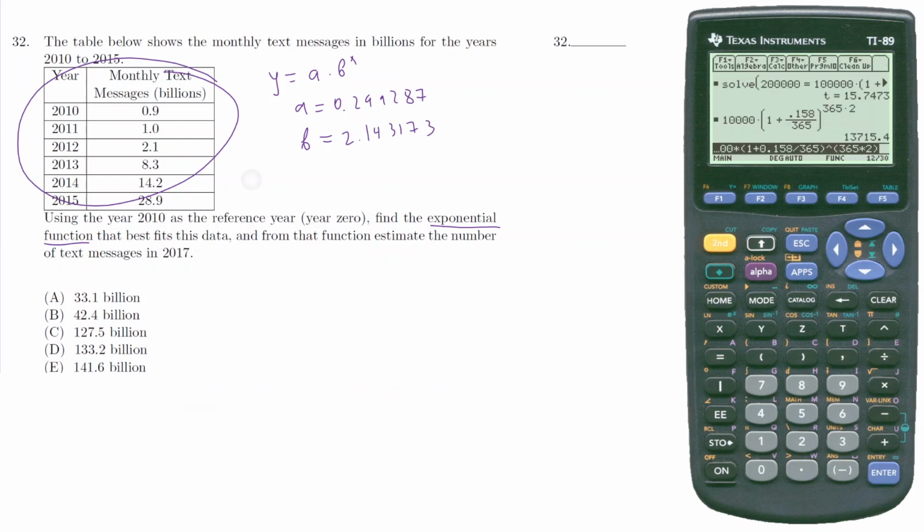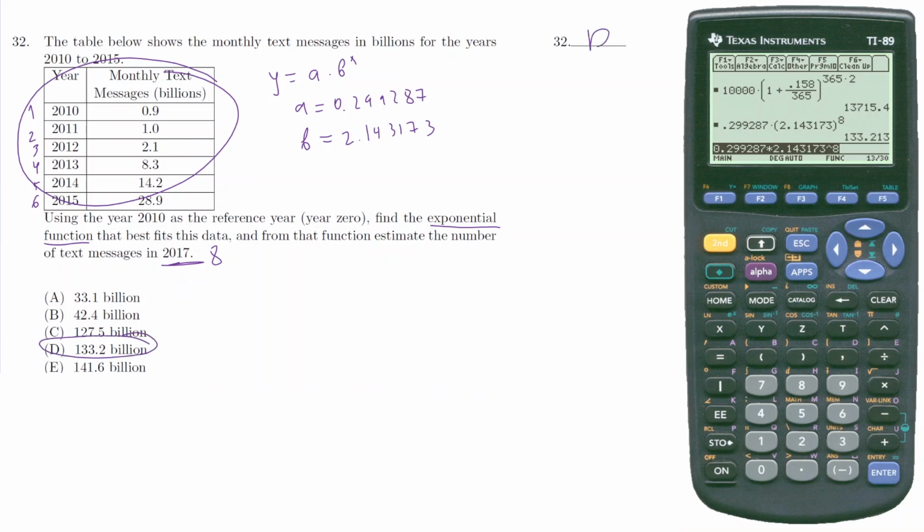And I'm interested in the year of 2017. So if this was 1, this is 2, this is 3, this is 4, this is 5, this is 6, this is going to be equal to 8. So let's type it in without mistakes: 0.299287 multiplied by 2.143173 to the power of 8. How much is it going to be equal to? 133.2. The answer is D.